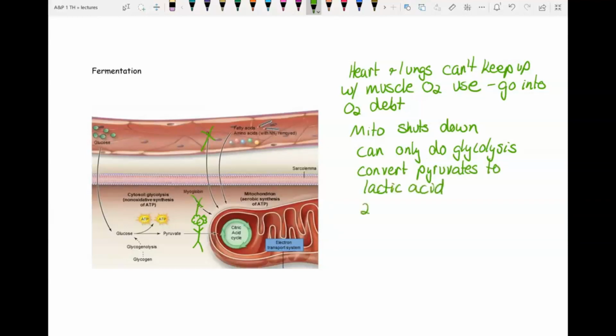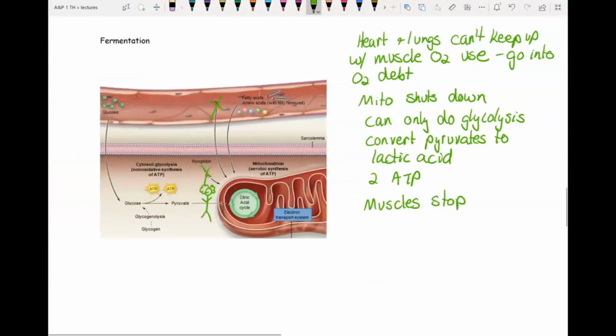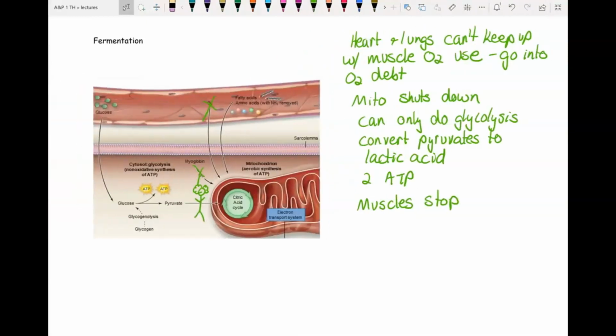And you only get 2 ATP, which is not very many. So once you go into fermentation, your muscles start to shut down. You're going to stop exercising. So those are the 4 ways that muscles can get energy.